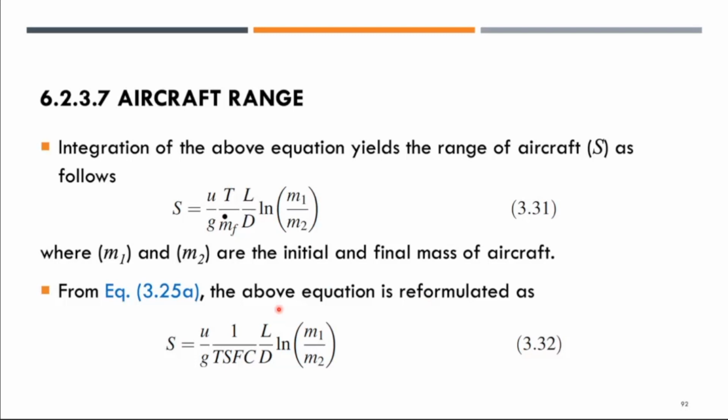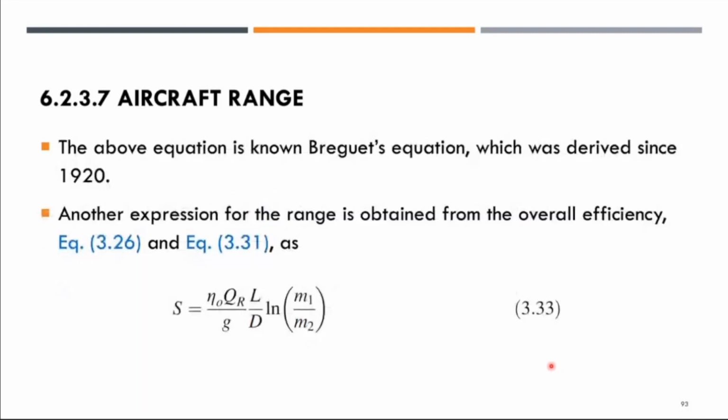So from equation 3.25a, the above equation is reformulated. You can reformulate 3.31 to 3.32, and it is known as the popular Breguet equation. Normally you use this expression, the Breguet equation, when you conduct your aircraft design exercise to determine the range of your aircraft.